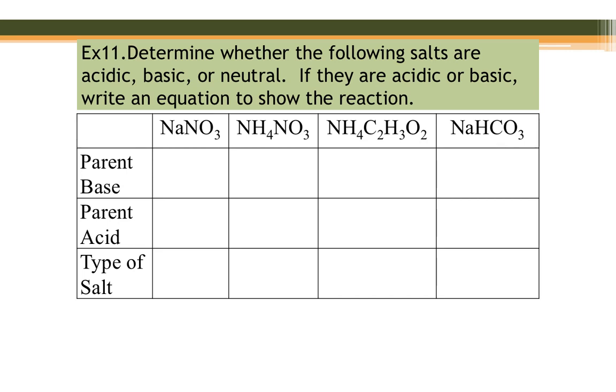If it's going to be an acidic or basic salt, then underneath here, or wherever on your paper, write the evidence for it, which means take the weak part and add water to it. Let's just do this first one here, and I'll let you guys do the rest. So sodium nitrate, the parent base is sodium hydroxide. And the parent acid would be nitric acid, HNO3.